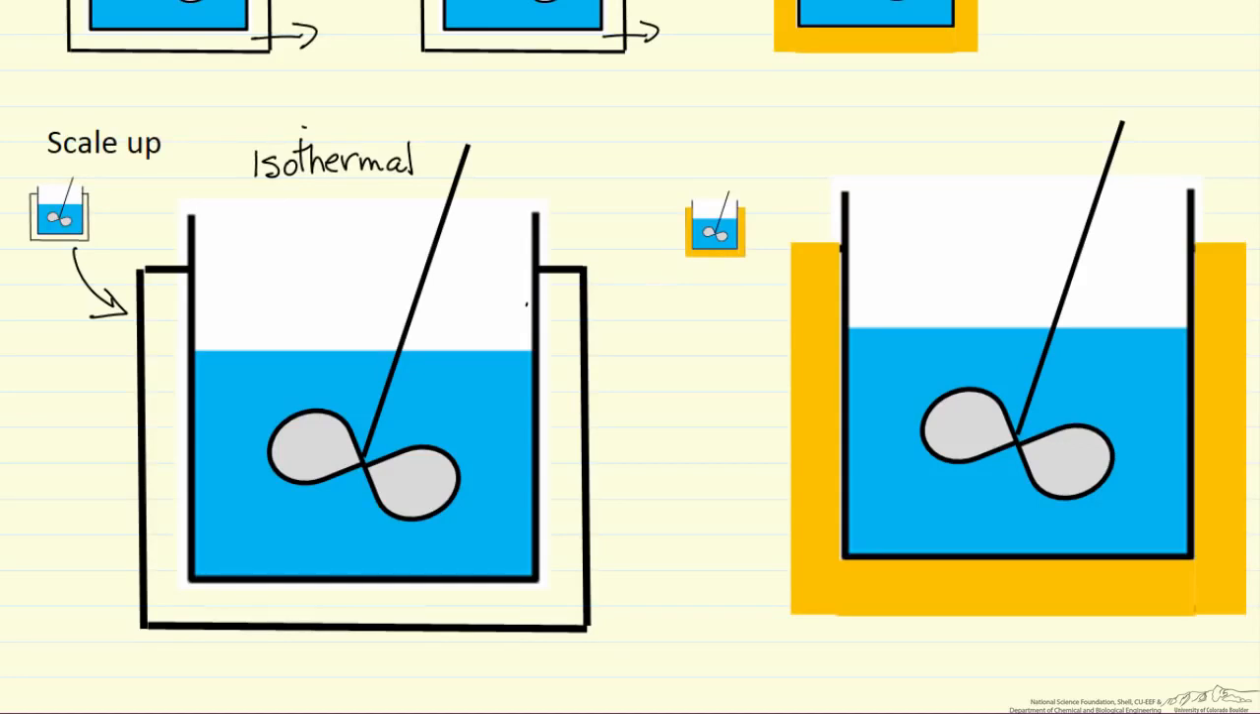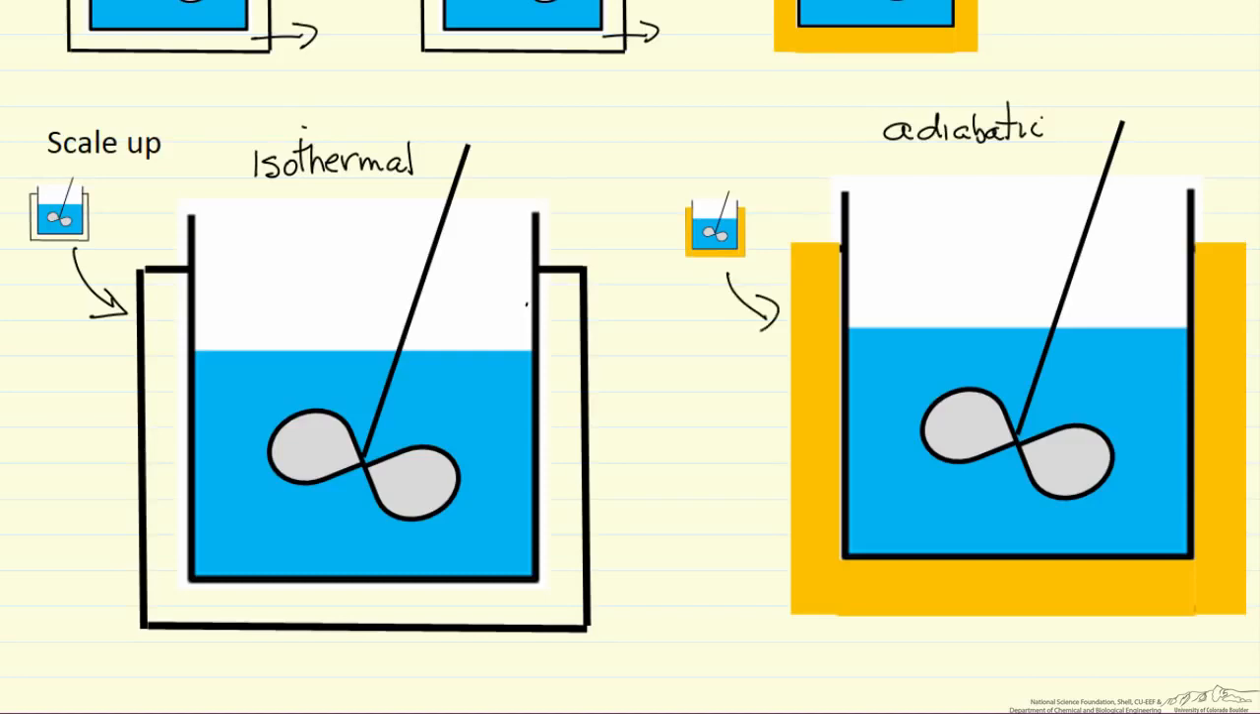Then we should be able to use the exact same conditions, as long as stirring is sufficient, to go from this small scale to large scale. The equations modeling it would be the same. So this scale up should be direct if we can maintain it isothermal. The other extreme, of course, is adiabatic.